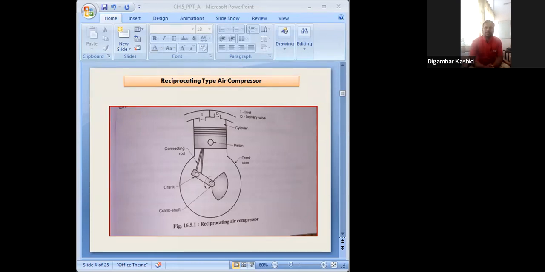The operation of this reciprocating type air compressor is much similar to your internal combustion engine. I think in the applied thermodynamics subject you have also learned this compressor. Understood or not? Please tell me.